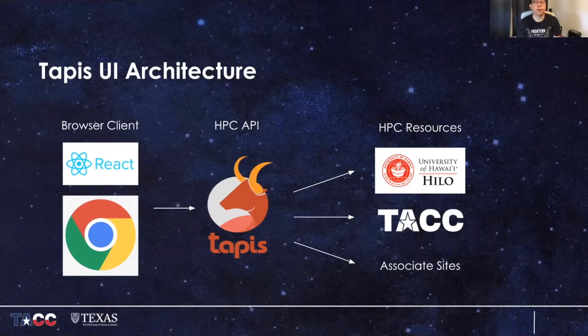For example, our partners, University of Hawaii at Hilo, have their own tenants, and we can actually configure further associated sites. So, for example, if you wanted to potentially deploy some type of on-demand cluster in the cloud, TAPIS could essentially be the control plane, and then the TAPIS UI browser client can provide access to the control plane.